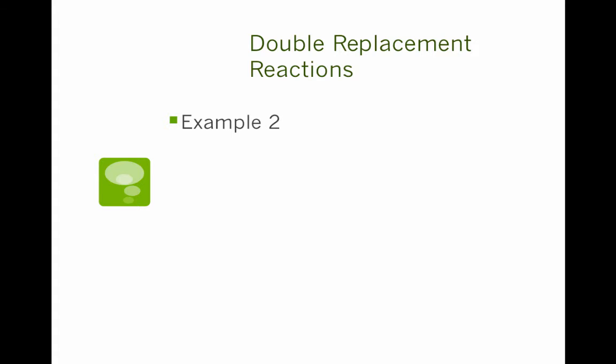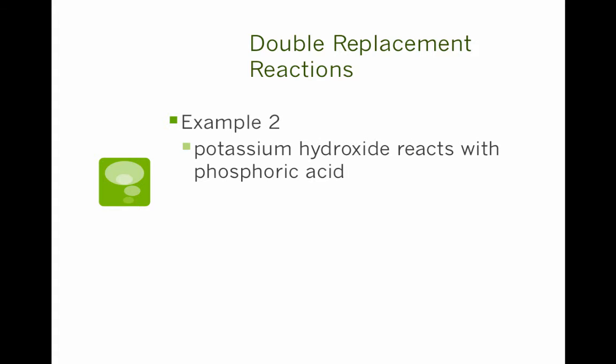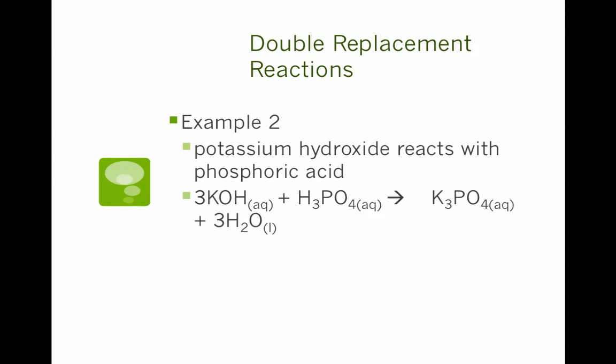One more example. Potassium hydroxide reacting with phosphoric acid. The overall equation, 3 equivalents of potassium hydroxide react with phosphoric acid to produce potassium phosphate and water. Now we know water is always a liquid, and we did double check that potassium phosphate is soluble, and so it is aqueous.